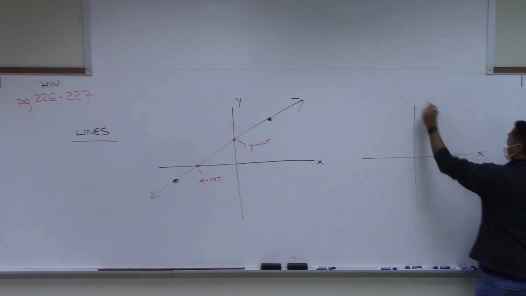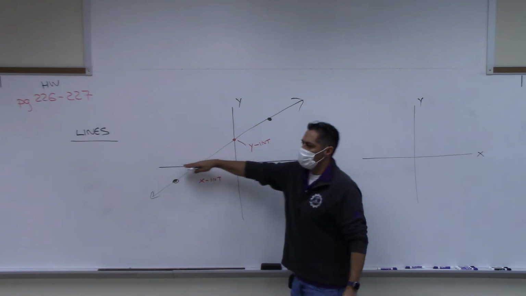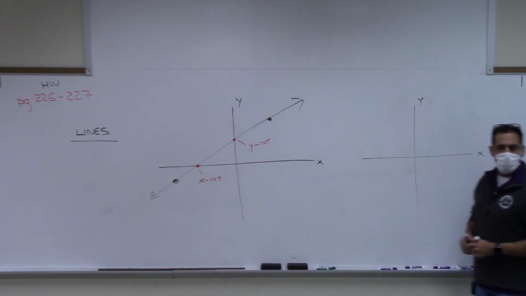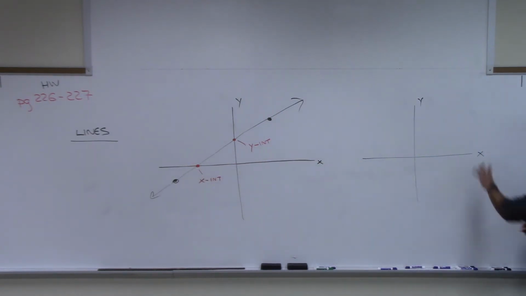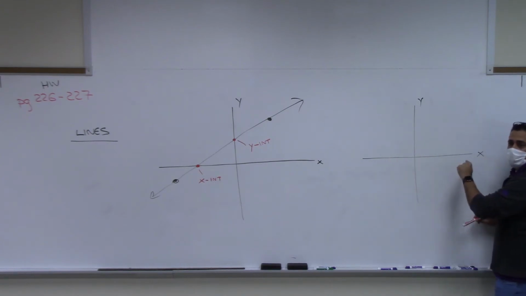Here it is. It is possible to not hit one of them, but you can't not hit both. You have to hit at least one if you draw a line. So how could I draw a line where it does not hit the x-axis? What kind of line would I need to draw if I'm not allowed to hit the x-axis? Parallel line. Parallel to what? To the x-axis?